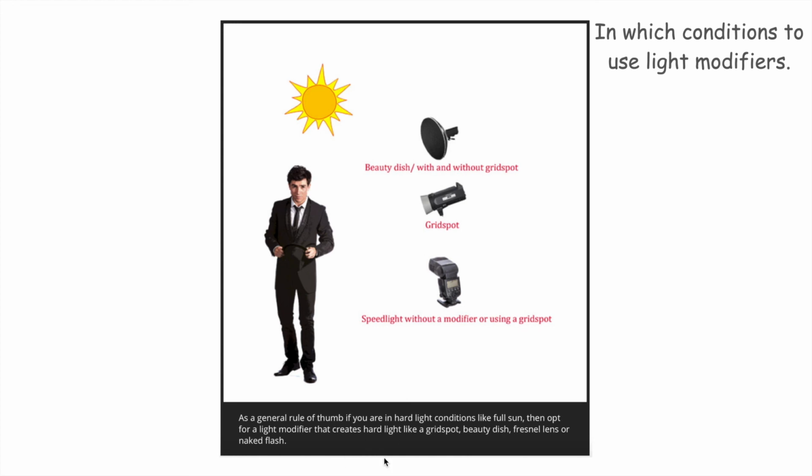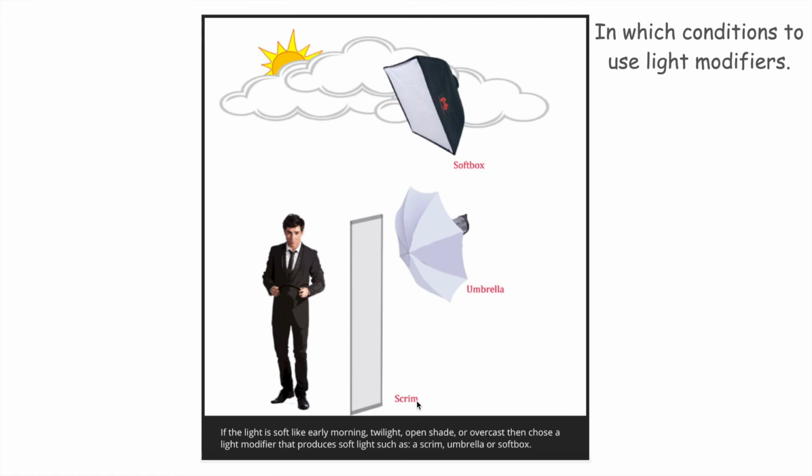So as a general rule of thumb, if you are in hard light conditions, such as full sun, then go for a light modifier that creates hard light, like a grid spot. We didn't talk about grid spot. A beauty dish, we talked about that. And a Fresnel lens or a naked flash, okay? So that is just the flash that you would use with your camera without anything on it. And then finally, if the light is soft, like early morning, twilight, open shade or overcast, then choose a light modifier that produces soft light, such as a scrim, umbrella or softbox. Okay.